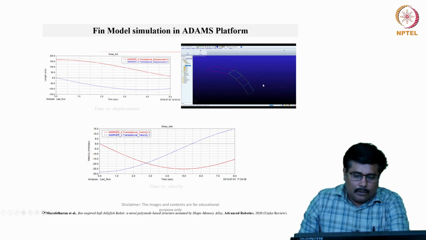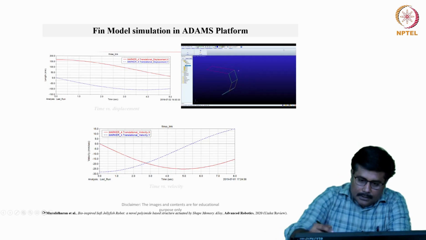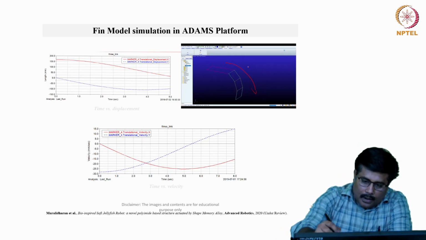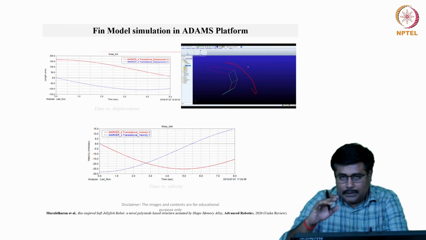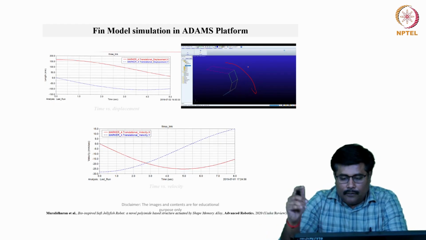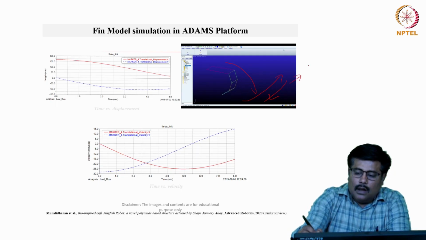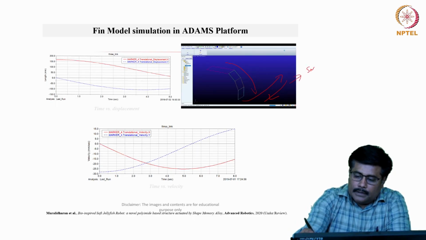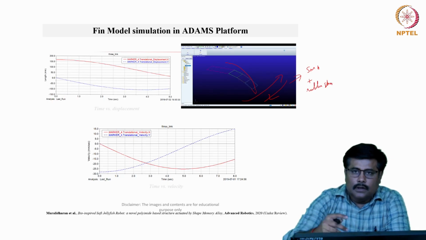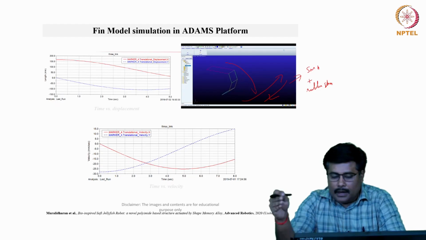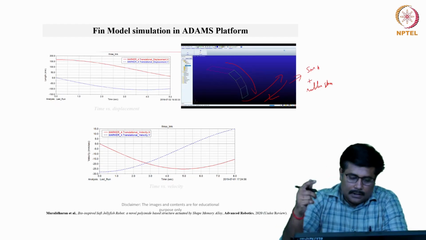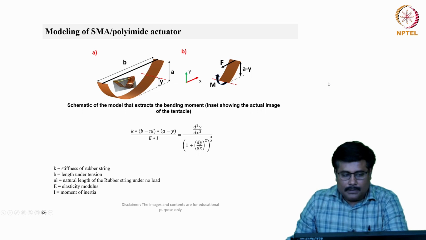As far as this model simulation is concerned, if you see, this is a kind of a structure, and the overall structure gets actuated in a particular movement. The forward stroke and the return stroke are catered by the SMA plus the rubber string kind of structure. So through SMA we get a kind of a forward actuation, and the return stroke is taken care of by the rubber string kind of structure.